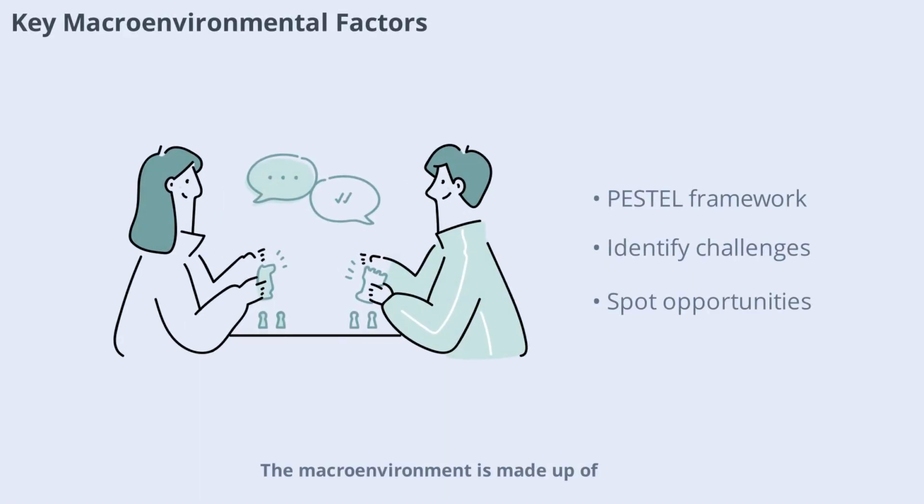The macroenvironment is made up of several key factors that influence business operations. These include political, economic, social, technological, environmental, and legal factors, often remembered by the acronym PESTEL. Each of these elements can present both challenges and opportunities for organizations. For instance, economic downturns may reduce consumer spending, while technological innovations can open up new markets. Understanding these factors helps businesses craft strategies that are resilient and responsive to external changes.